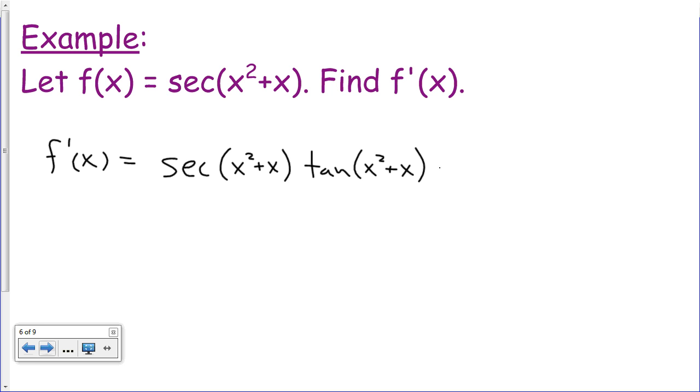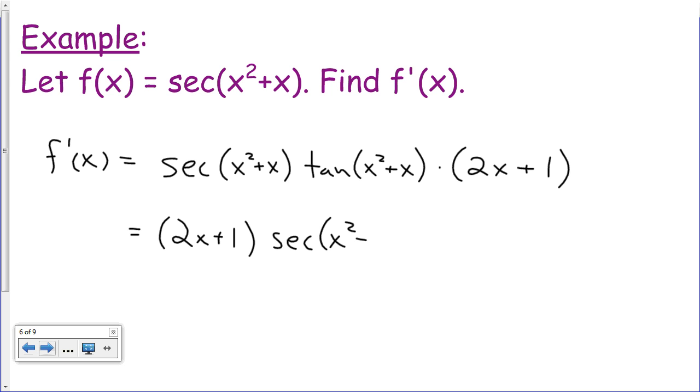The third step of chain rule says now you multiply by the derivative of the inside. Derivative of x squared is 2x, and we add that to the derivative of x, which is 1. We're just following our rule for the derivative of a sum there. And there's really not much I would do with this one. You might put the 2x plus 1 out front, and that would be about it. Secant of x squared plus x times the tangent of x squared plus x. And I would leave it just like that.